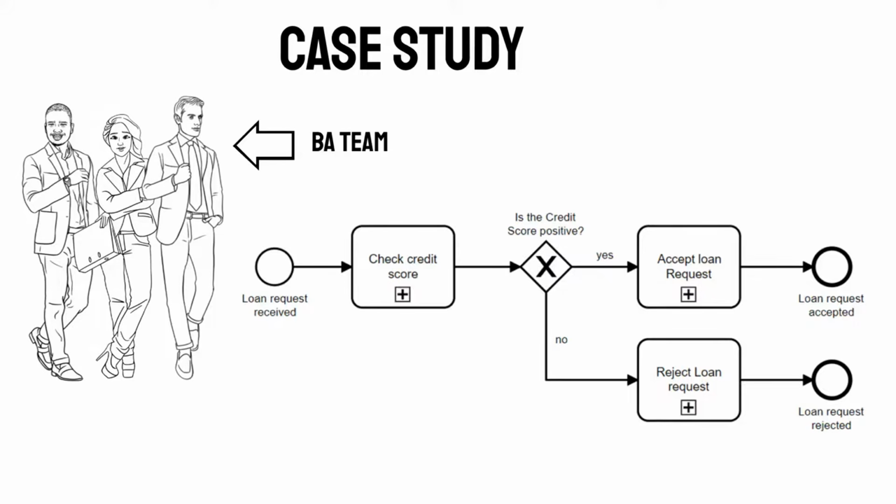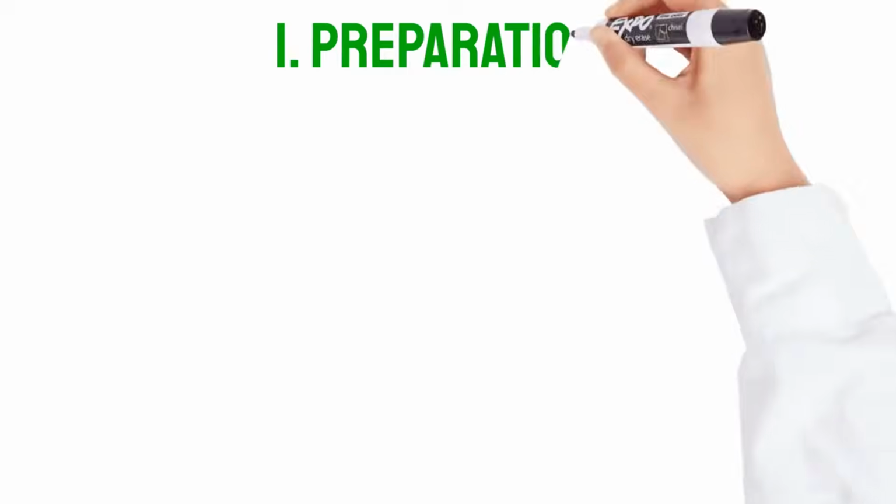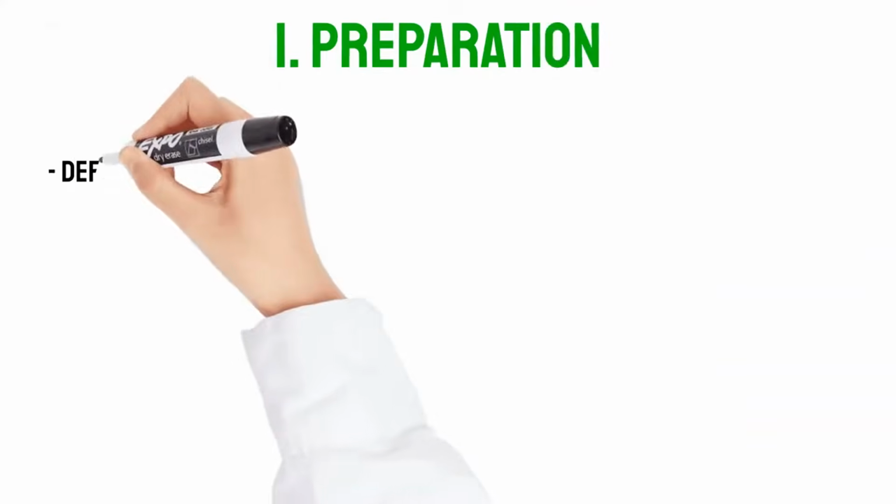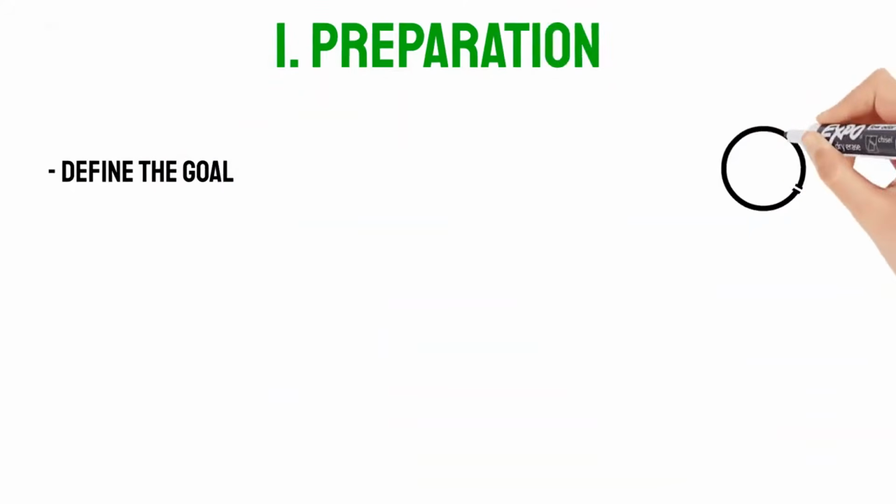And now let's say you want to hold a workshop on this business flow. So first things first, what is the first step? It is the preparation of the workshop. And the very first thing is always to define the goal. What is the goal of the workshop? What do you want to achieve? What should be the result or the outcome?